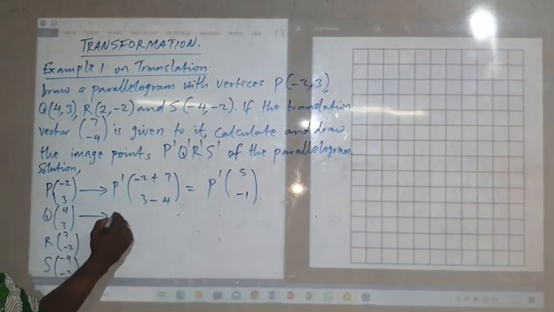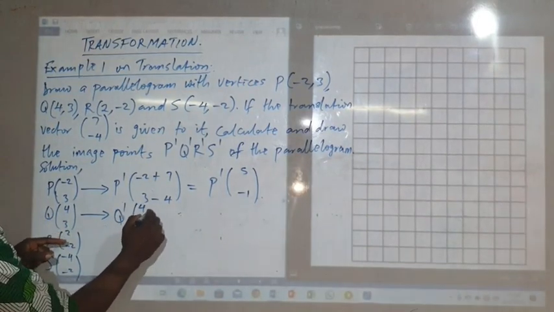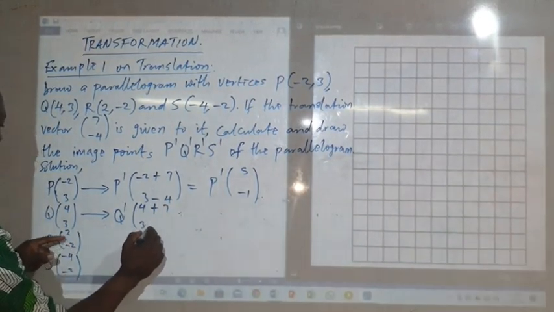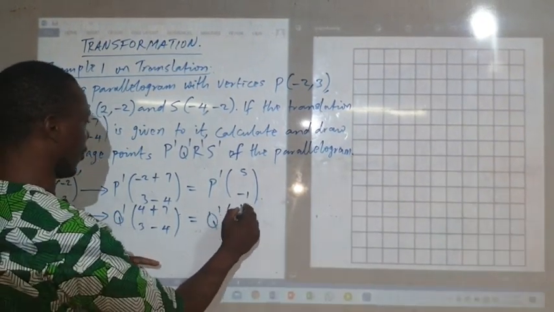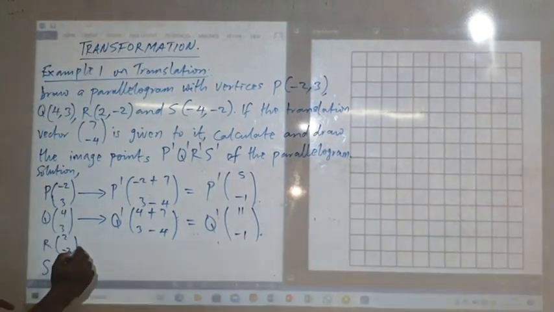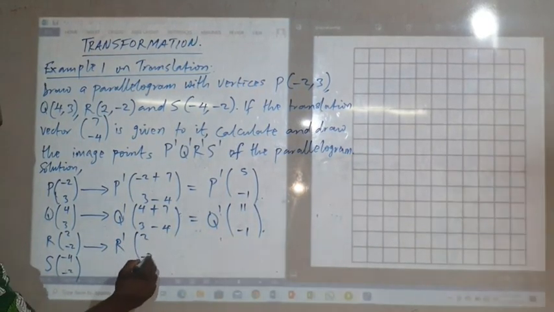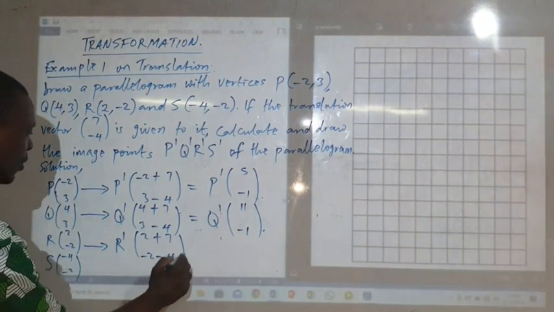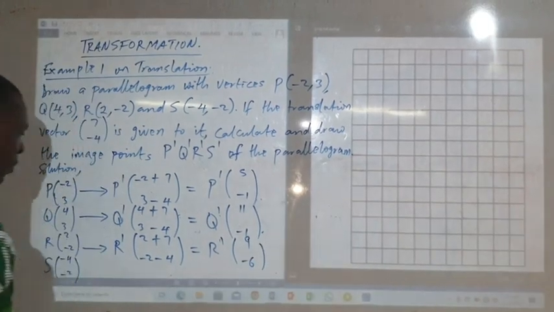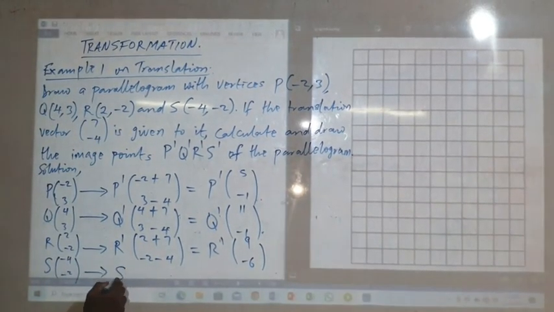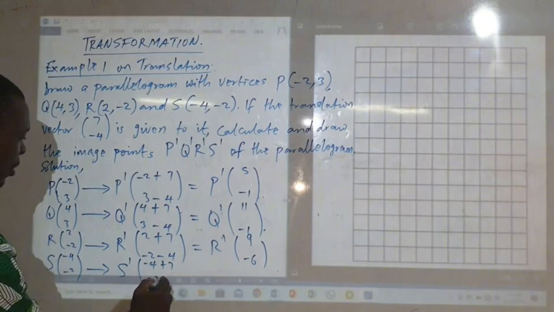Then for Q prime, the prime image, we now have 4, 3, plus 7, minus 4. So we have Q prime to be 11, minus 1. Then for the image of R, that is R prime, we have 2, minus 2, plus 7, minus 4, so R prime is 9, minus 6. While the last one, the image of S prime, is minus 4, minus 2, then plus 7, minus 4.